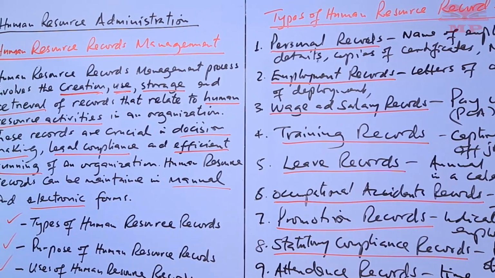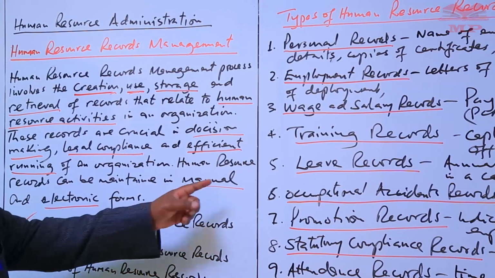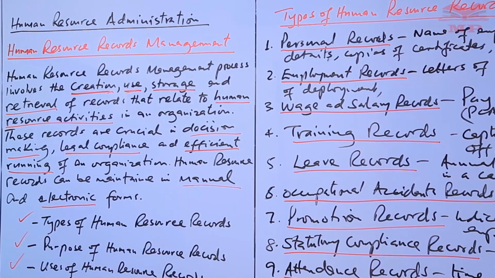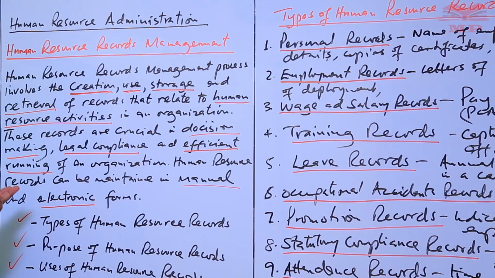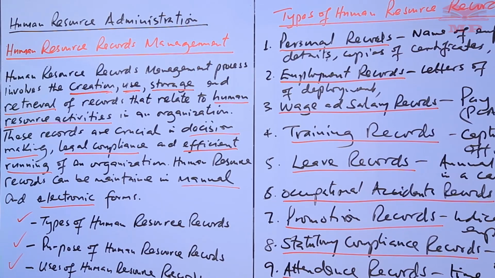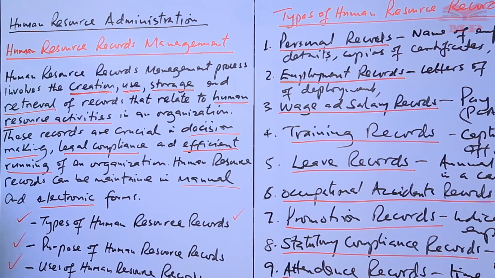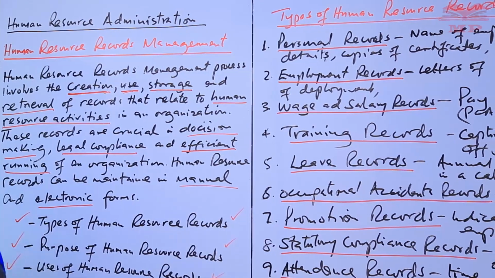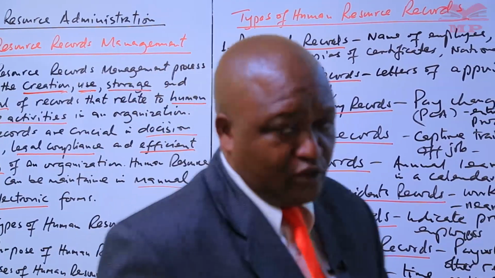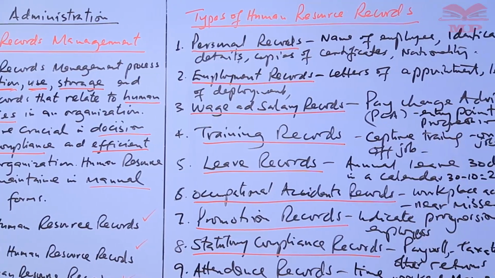We have gone further and indicated, dear learner, that human resource records can be maintained through the manual platform or through an electronic form, or some organizations may have both of them. Then we have looked at 3 aspects here. We have looked at the types of human resource records, the purpose of human resource records, and we have also looked at the uses of human resource records.